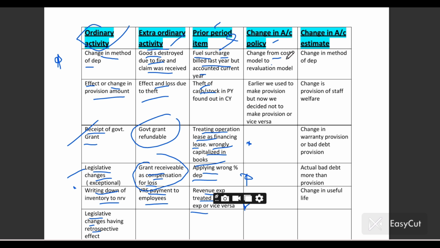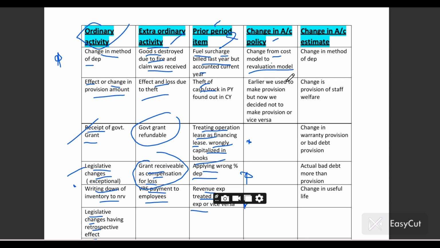A question may ask about a change from cost model to revaluation model, AS10. So this will change the accounting policy. Earlier we used to make a provision, but now we decided not to make any provision, or vice versa. If you are not making a provision, this is changing your accounting policy. But if you are introducing any new policy, like from this year we are starting to pay bonus to the employees, introduction of a new policy is not a change in accounting policy. Remember this or write it down. So the introduction of a new accounting policy is not a change in accounting policy.